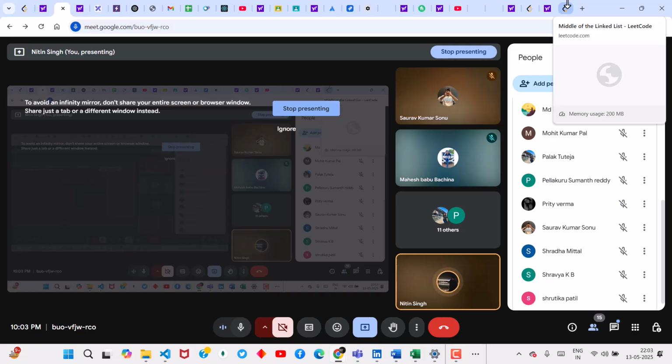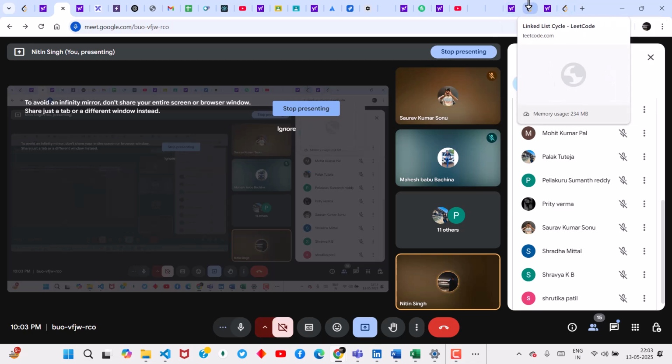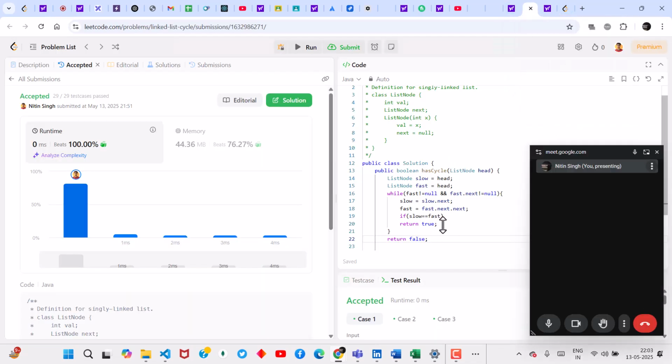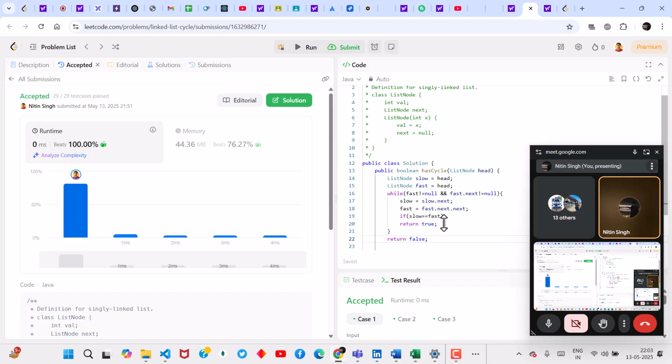Now try to write the code. You don't have to do anything. Just return slow when this loop gets break, and remove this slow is equals to fast wala condition. Take 2 minutes and write the code.